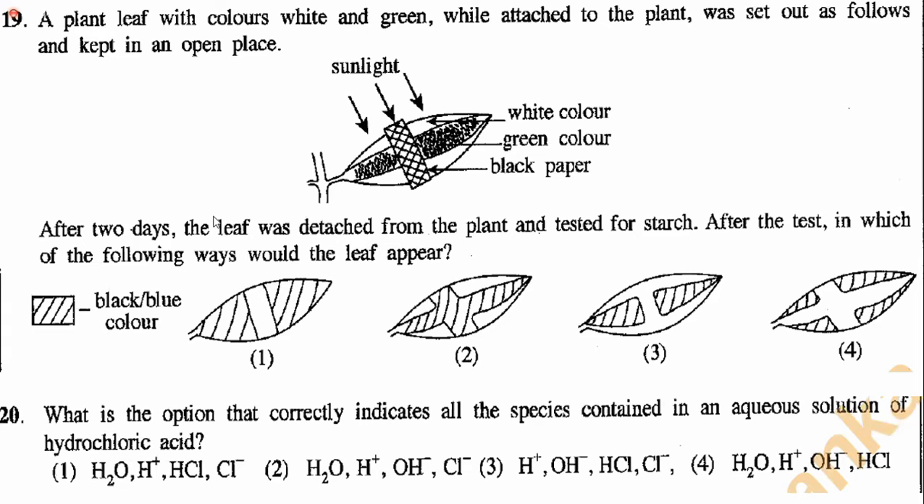So H plus, Cl minus, and OH minus ions are found in the aqueous solution, and water also, because a part of the water is dissociated into H plus and OH minus. Which one is the right answer? The second one: H2O, H plus, OH minus, and Cl minus.